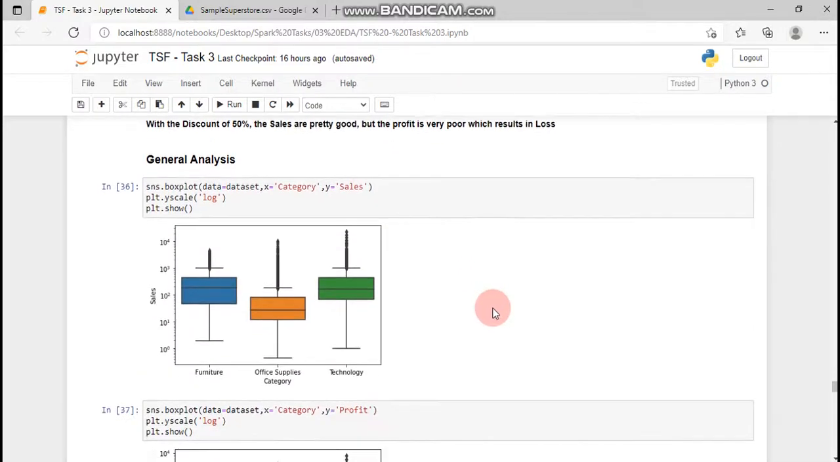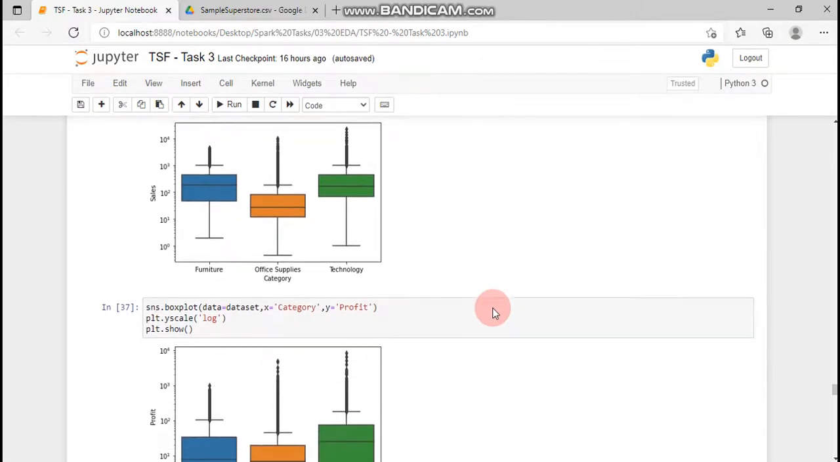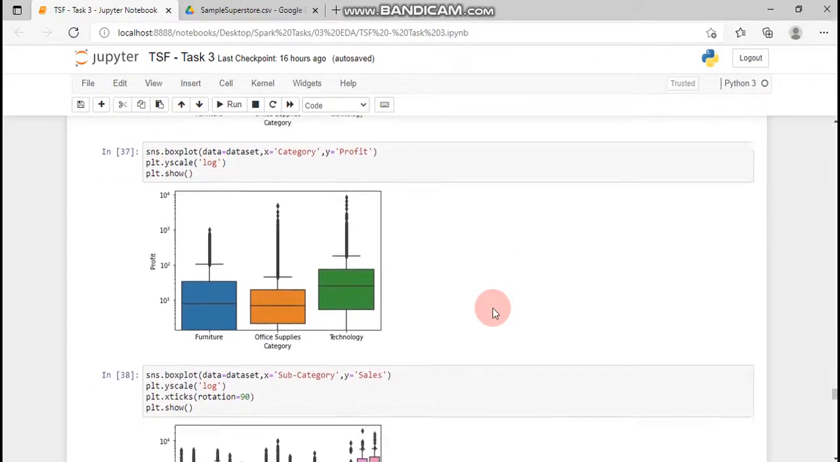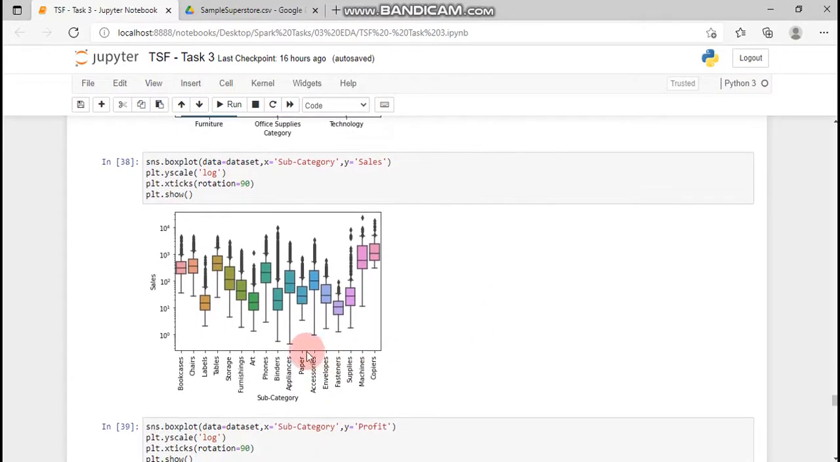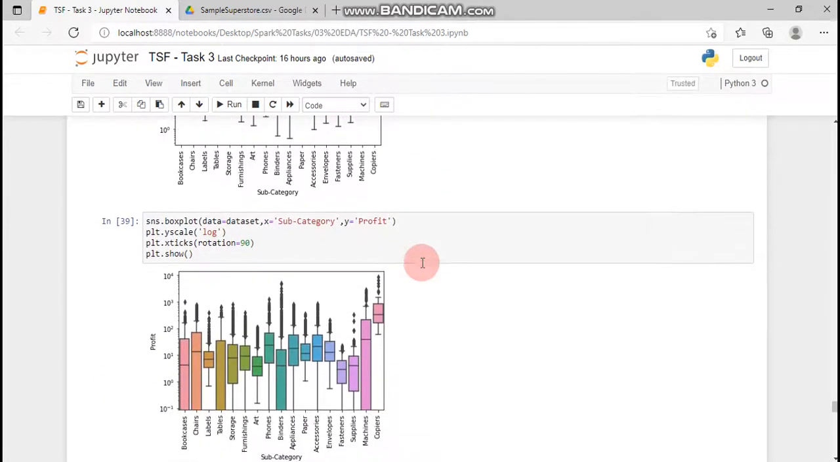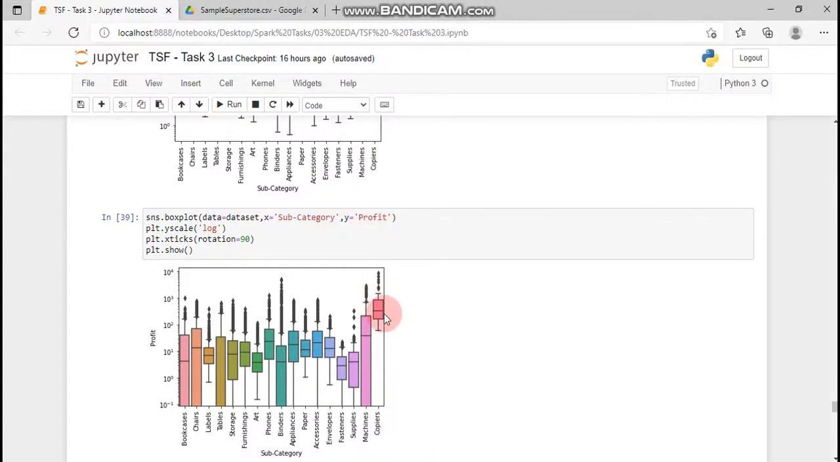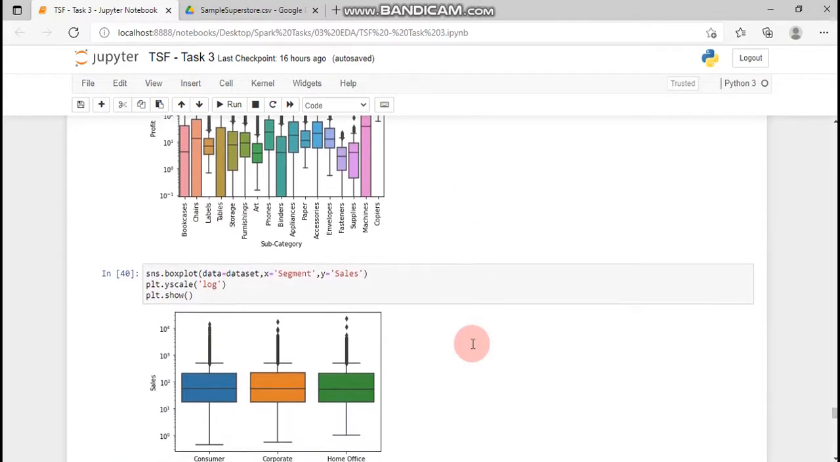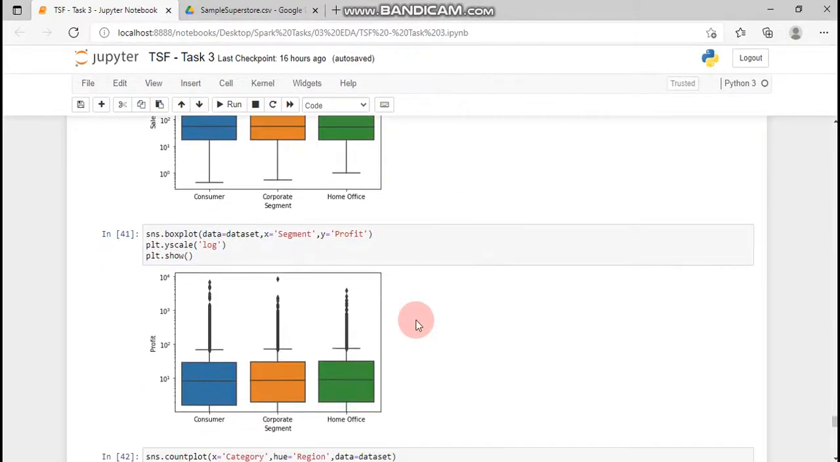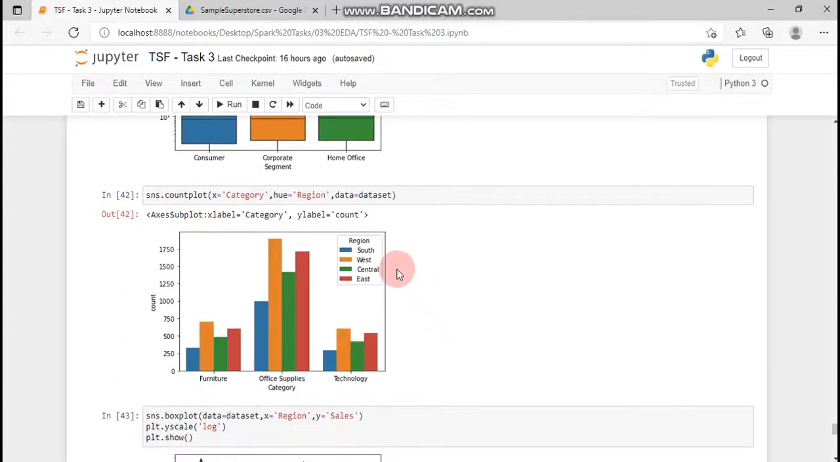I'm doing general analysis of all the columns. Here we could see the copiers are performing high with respect to sales. With respect to profit also, we could see copiers are providing more profit than the rest of the other products. With respect to region, we could see the west part of the United States has performed very well.